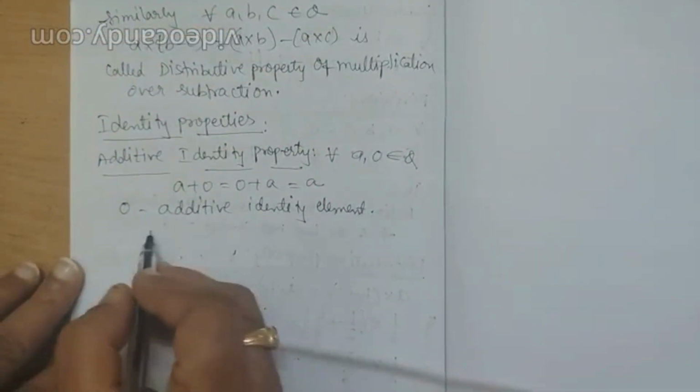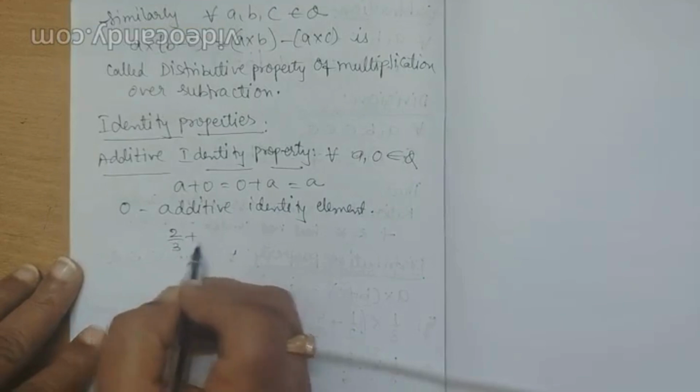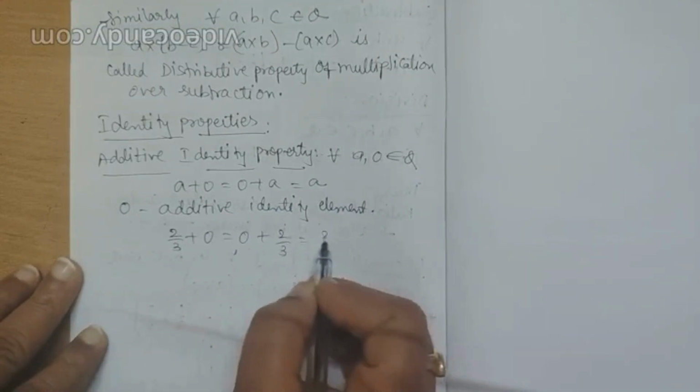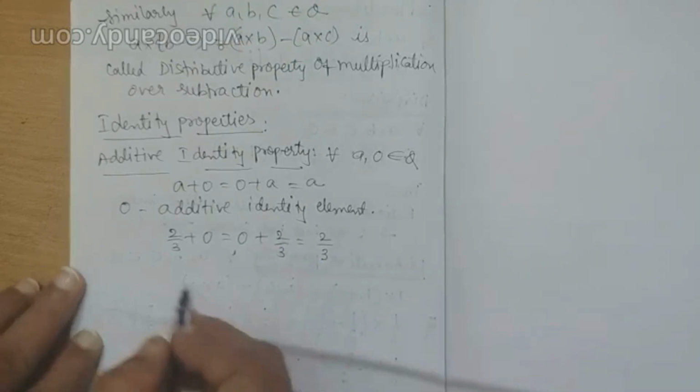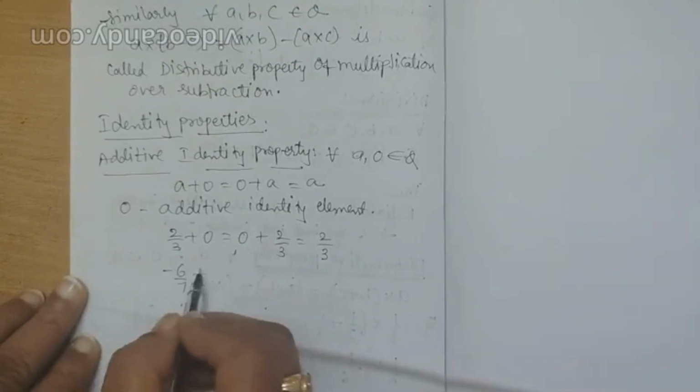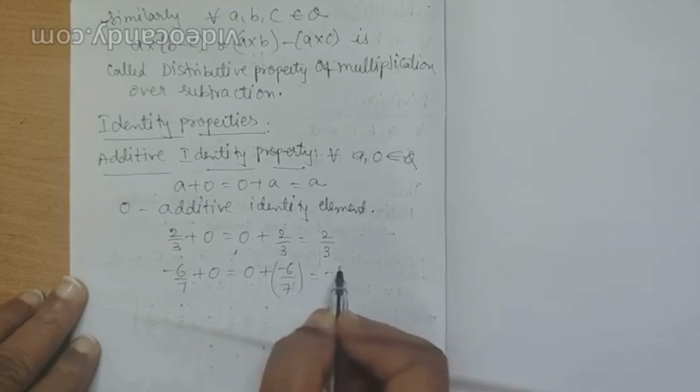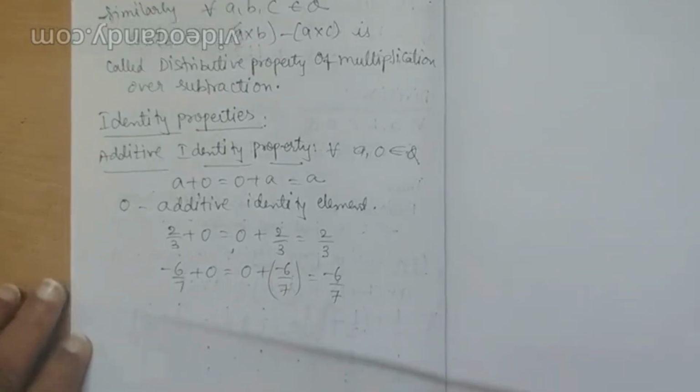Let us check with an example. 2/3 plus 0, 0 plus 2/3 is equal to 2/3. Minus 6/7 plus 0, 0 plus minus 6/7 is equal to minus 6/7.